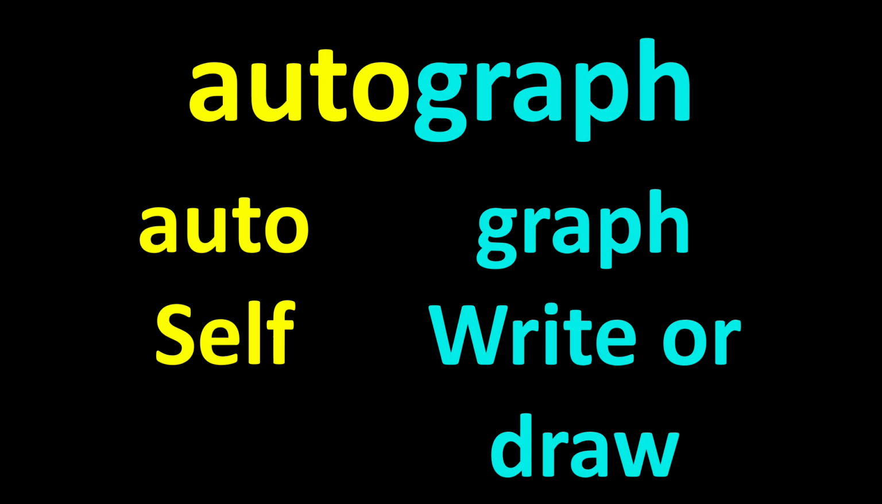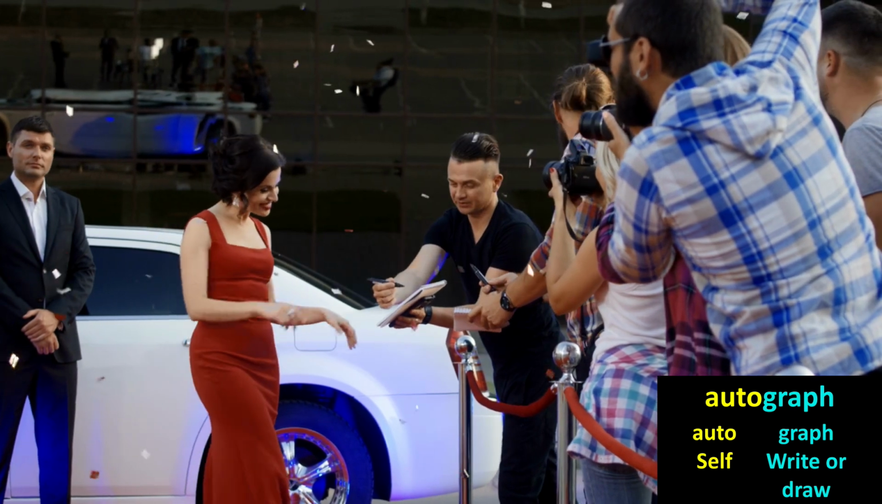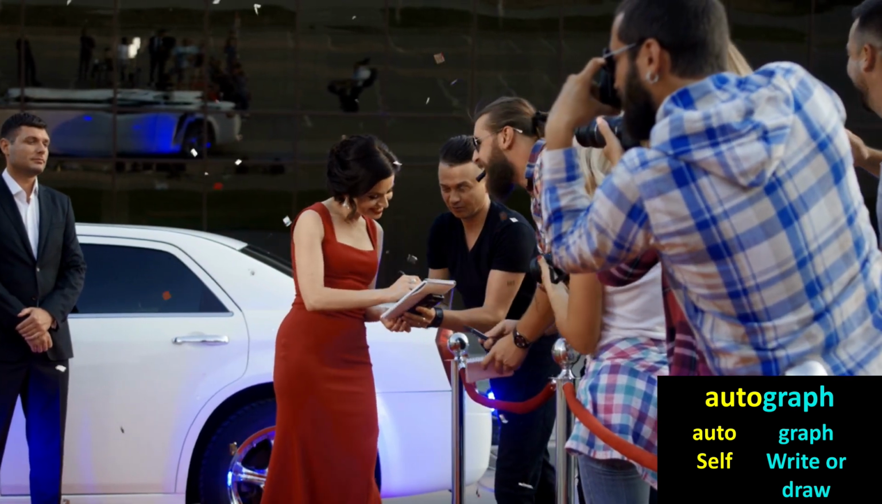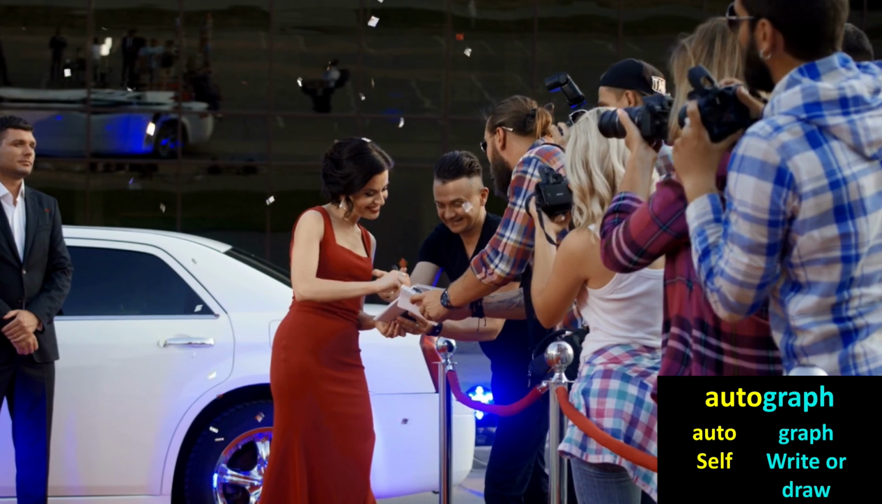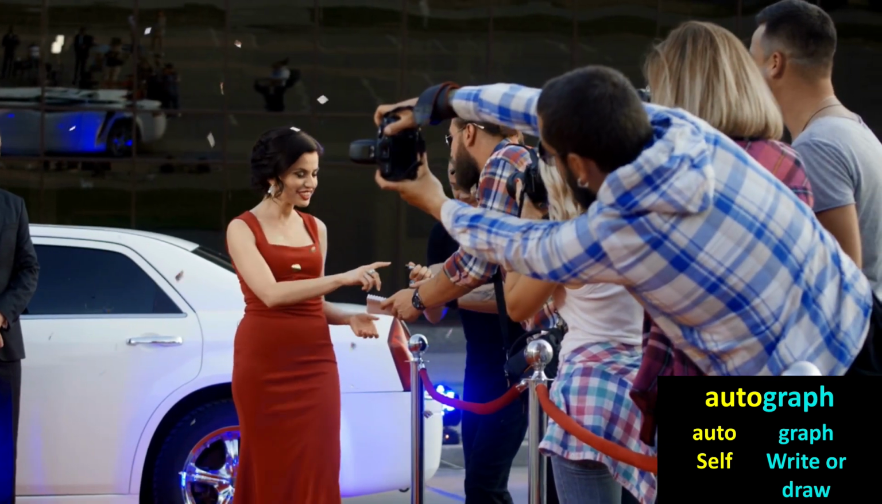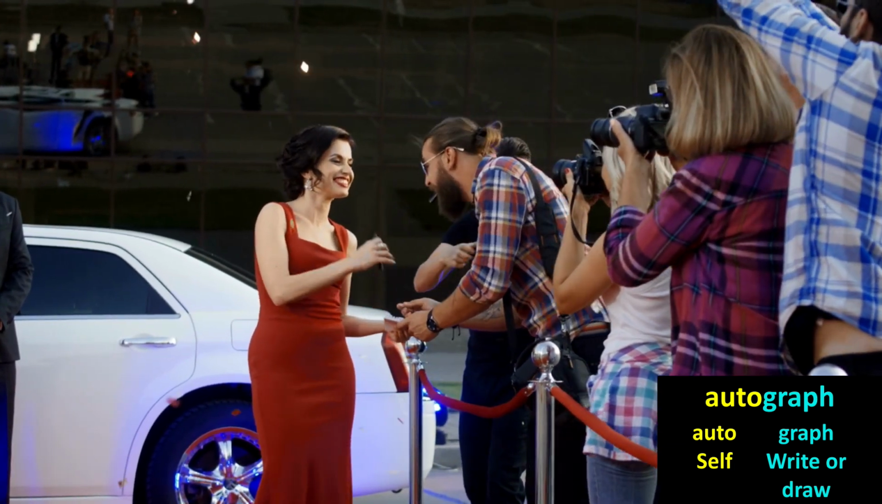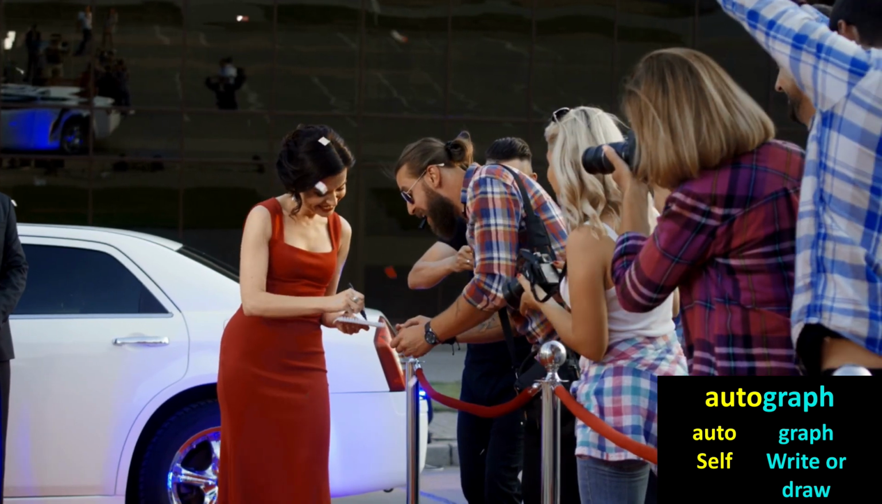The word autograph is made of two word parts. The second is graph, which means to write or draw. An autograph is the signature of a famous person. Everyone has a signature, which is how we sign our name. But in general, we only call a signature an autograph if it's the signature of a famous person.